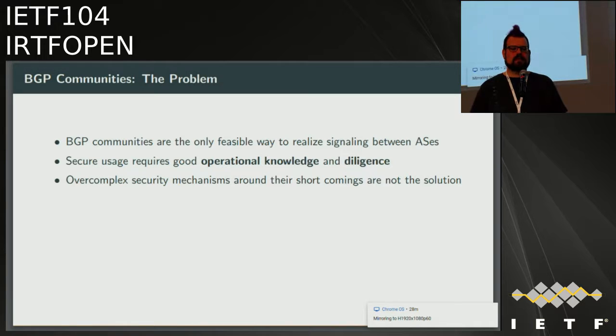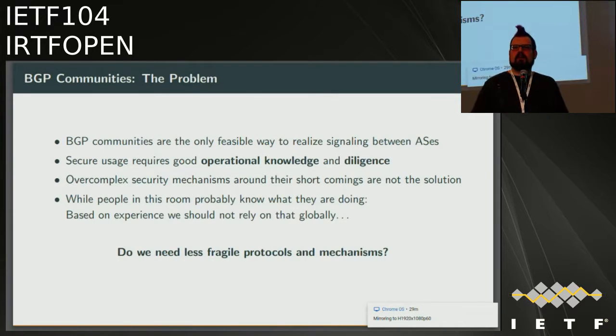So coming back to the general problem, BGP communities are currently the only feasible way to realize signaling between ASs. But the problem is that the secure usage requires good operational knowledge and diligence. We do not think that a very over-complex system is really suitable to secure the shortcomings of BGP communities.